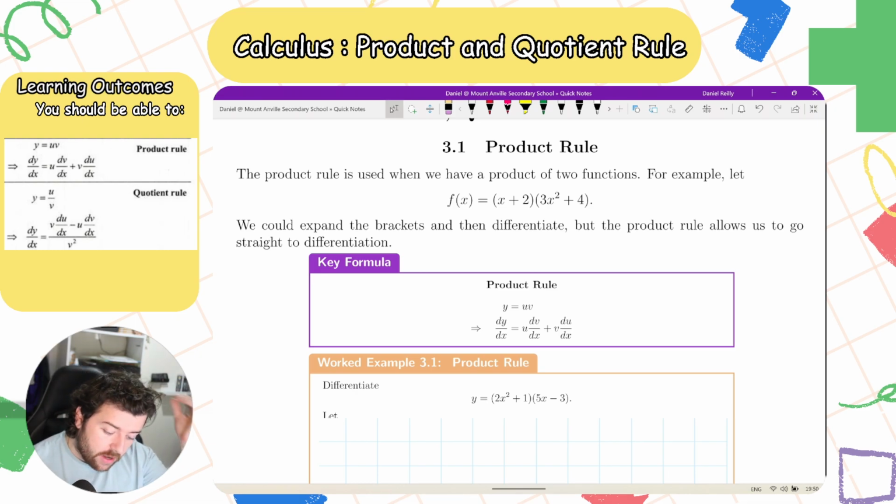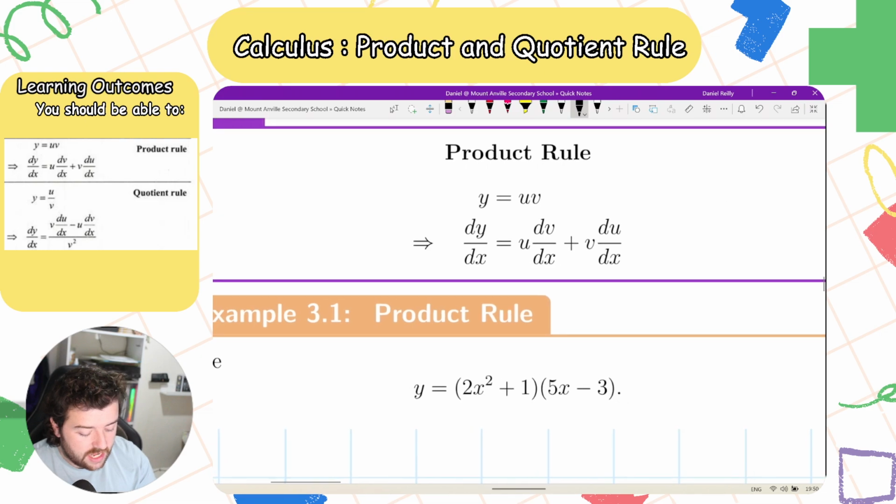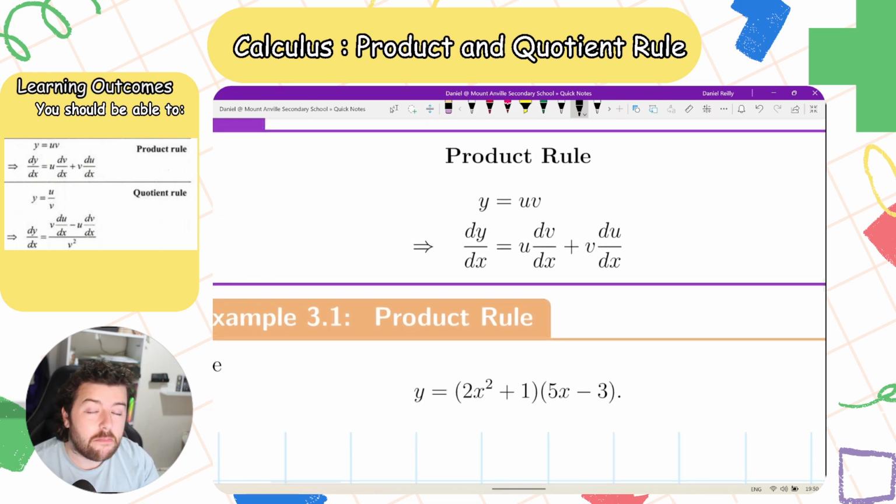So the product rule is used when we have a product of two functions. So for example, f of x equals (x plus 2) times (3x squared plus 4). We could expand the brackets here and then differentiate, but it might just be easier to use our product rule. So we usually use the product rule if we're multiplying two algebraic terms together.